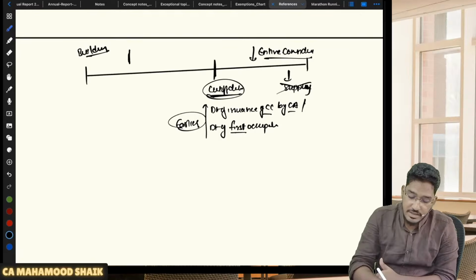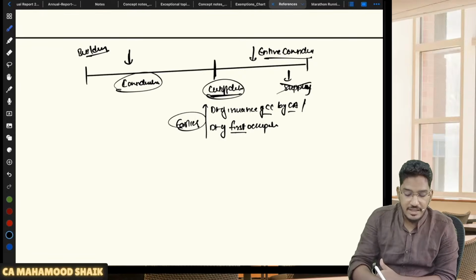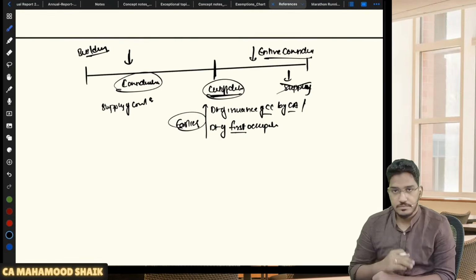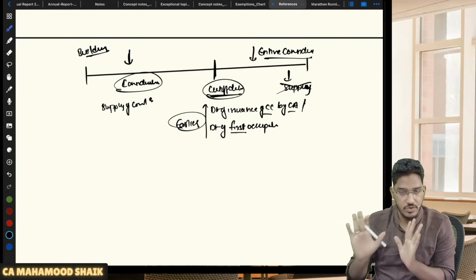Even if some part of the consideration is received before the cutoff date, then the entire value will be treated as supply of construction service, and that value will attract GST. Understood? That's all. This is what you have to remember.